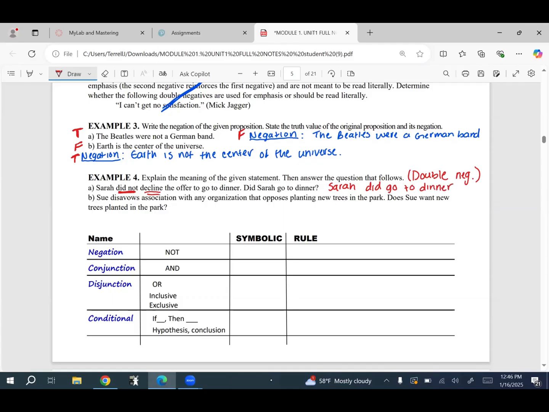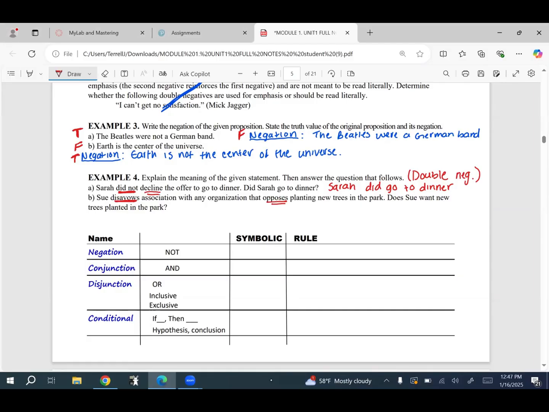Look at the next one. Sue disavows association with any organization that opposes planting new trees in the park. Does Sue want new trees planted in the park? What is the double negative here? Disavows and then opposes. Right. So when they say Sue disavows association, she's saying she doesn't want any association, right?